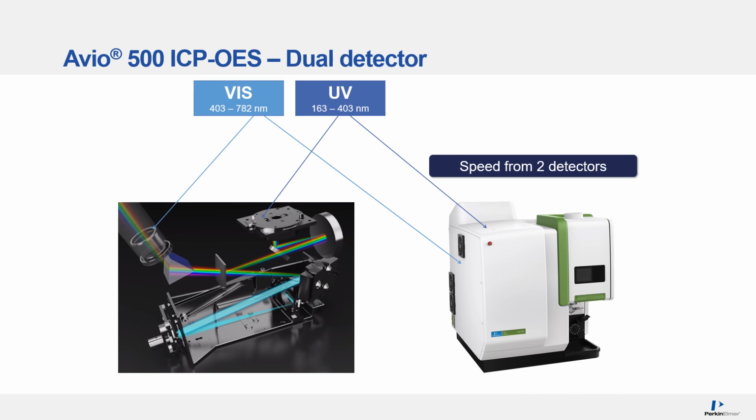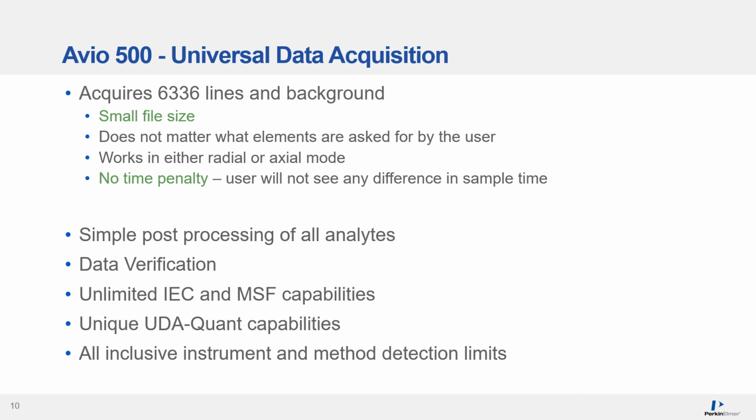The Avio 500 is a true simultaneous instrument with two dedicated detectors, one for the visible and one for the ultraviolet region. This is an optical design designed specifically for speed, accuracy, and precision. The Avio 500 is also equipped with universal data acquisition, a feature that enables this platform to acquire all 6,336 wavelengths and background points in the same analysis without any time penalty. This feature enables the user to perform all sorts of post-acquisition data analysis for ultimate flexibility in data analysis and interference corrections.